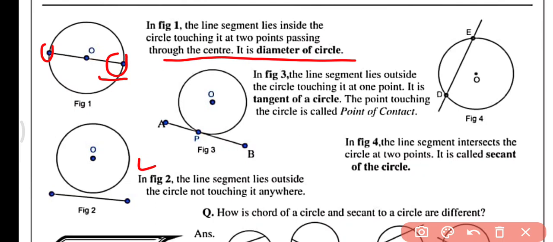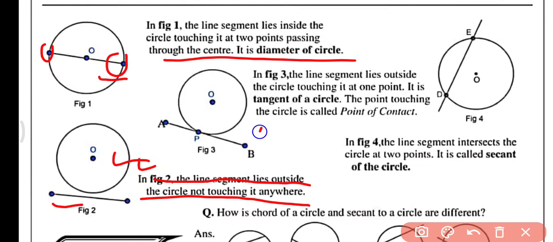So now in figure 2, the line segment lies outside the circle, not touching it anywhere. So you can see we have a line segment which does not touch the circle at any point. Then that line segment will be known as a non-intersecting line segment.